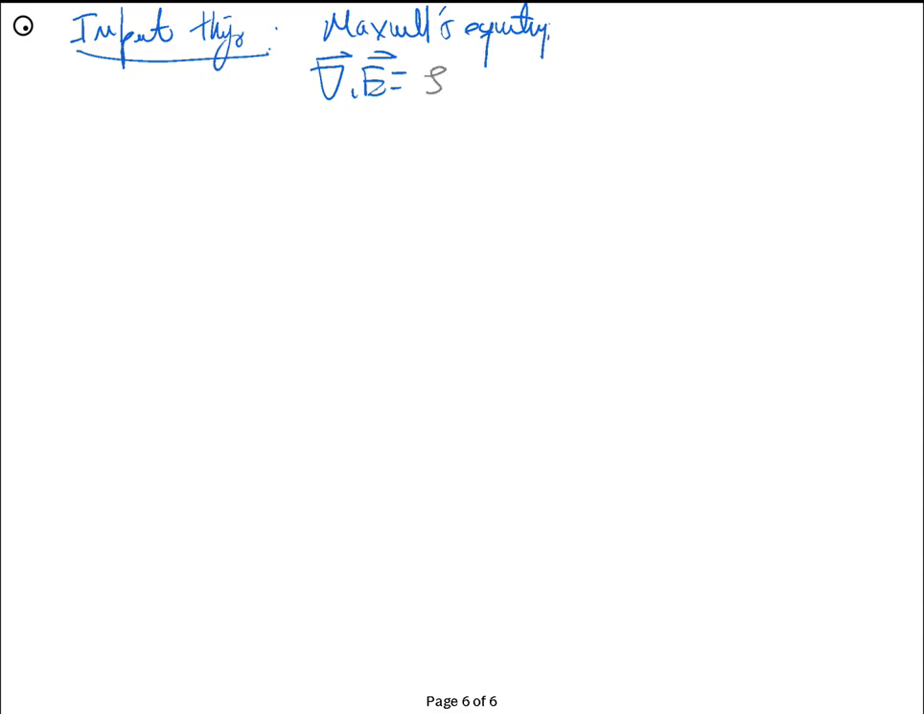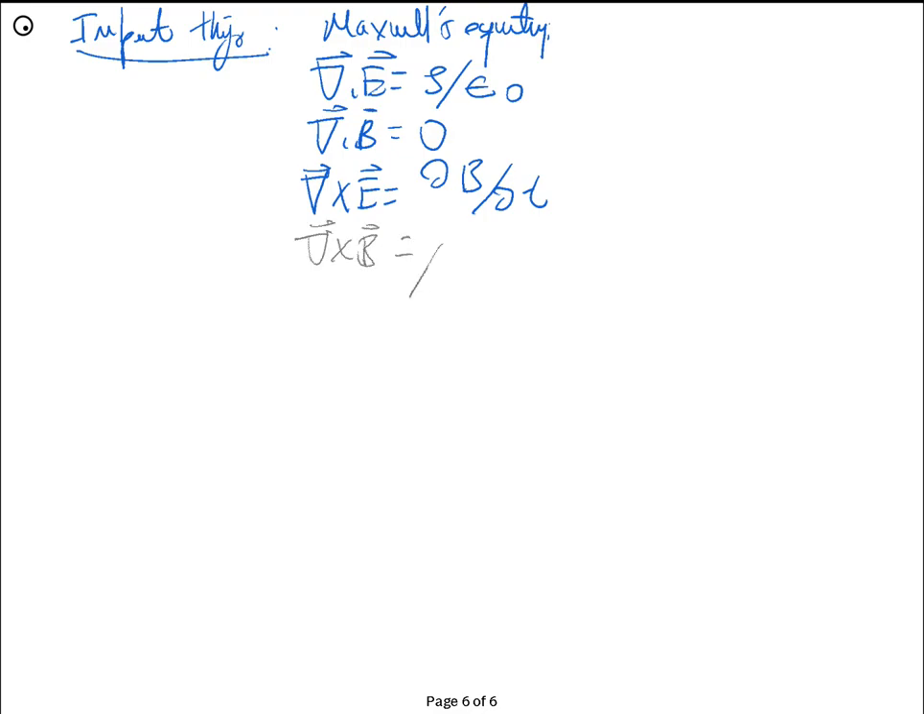Now the next important thing to know is Maxwell's equations. When we say Maxwell's equations, we should know these. Divergence of electric field is the charge distribution divided by epsilon 0, which is the permittivity of free space. Divergence of magnetic field is always 0. Curl of E is the negative time derivative of the magnetic field. Curl of magnetic field is the permeability of free space times the current density vector, plus 1 over c square dE dt, the time derivative of the electric field.